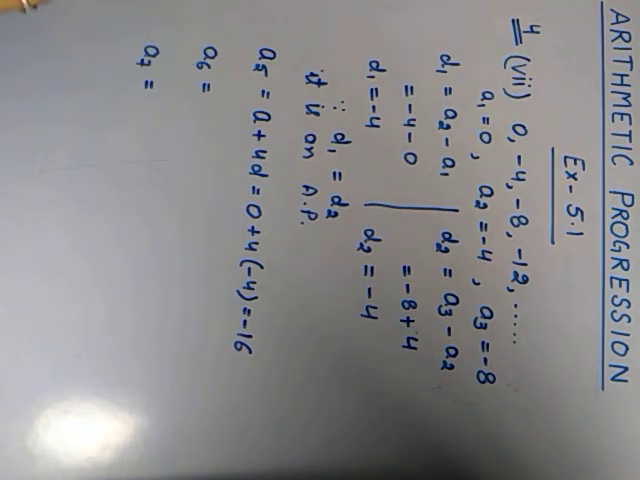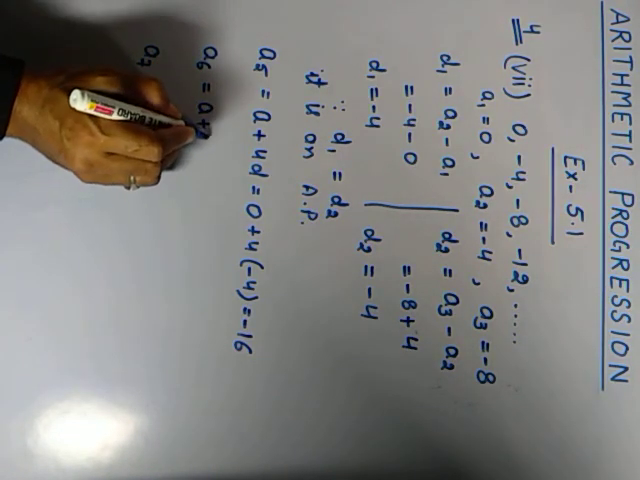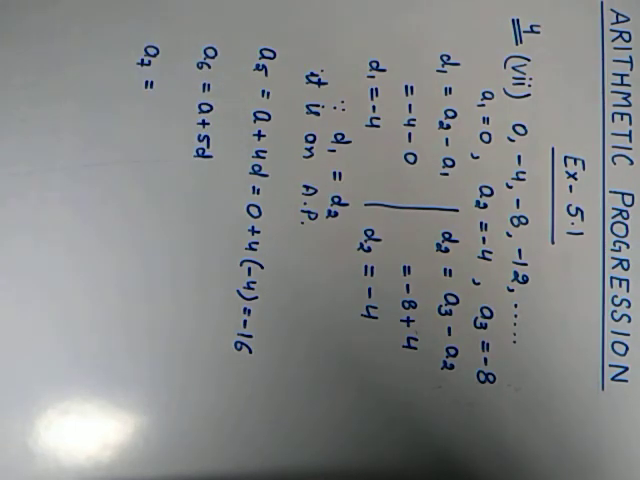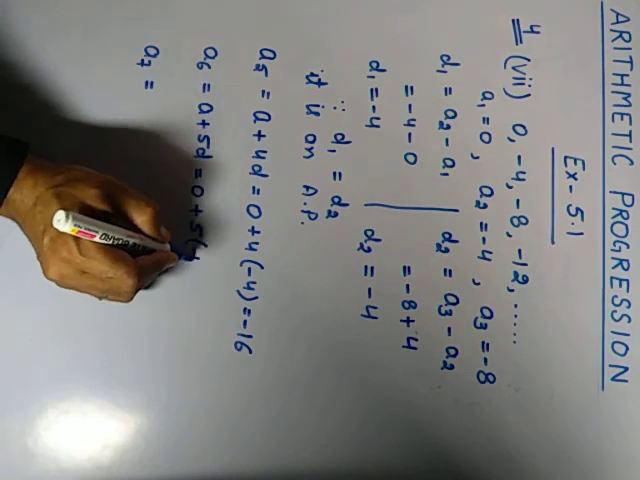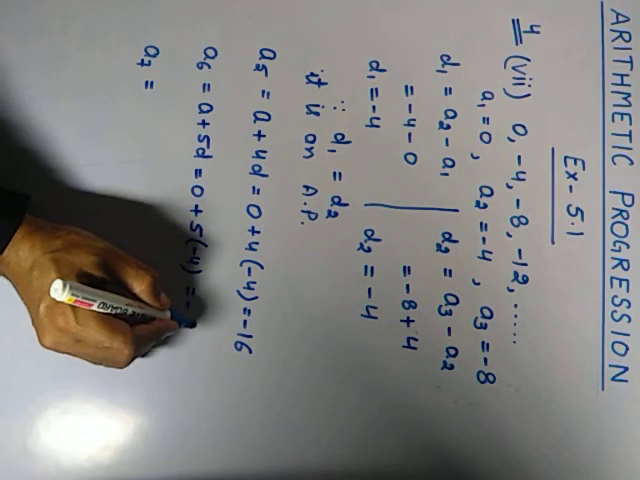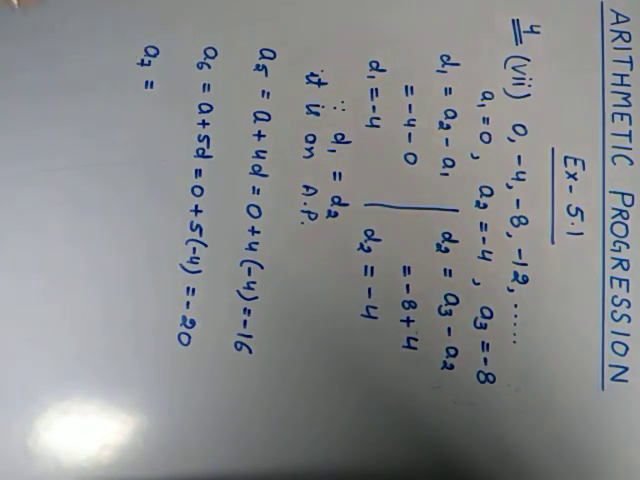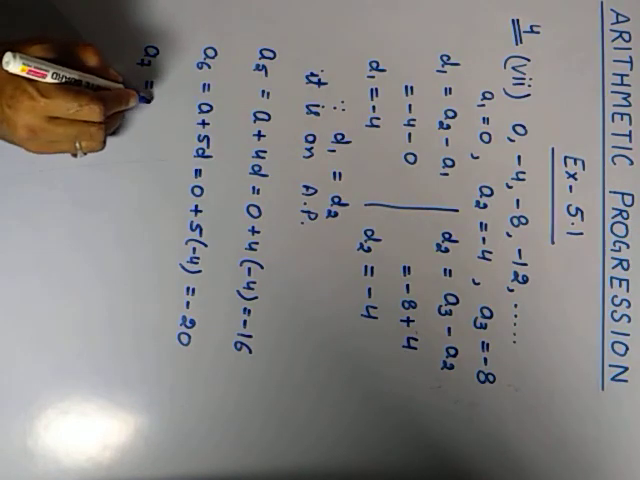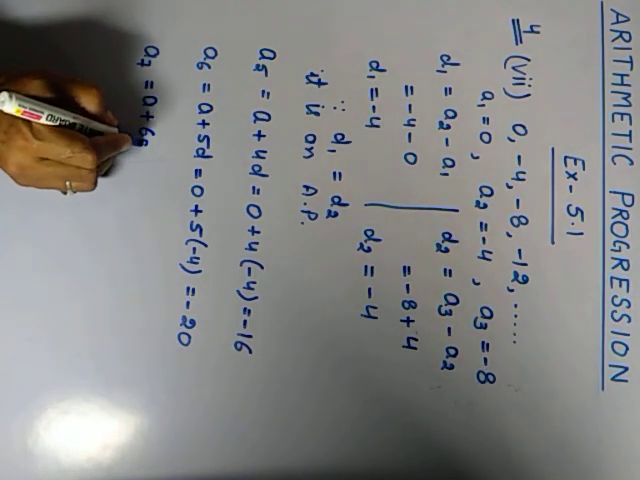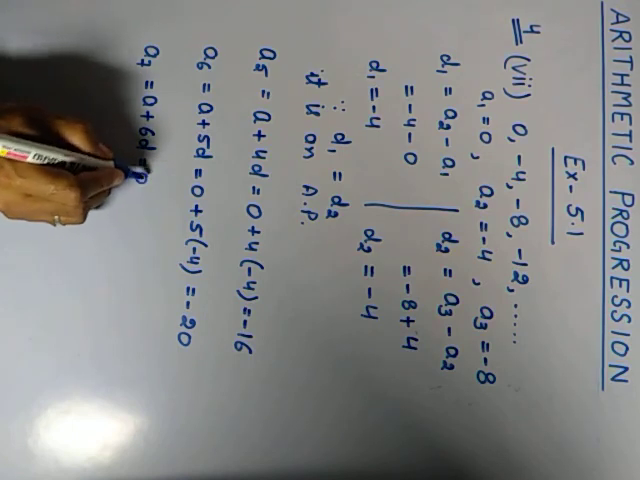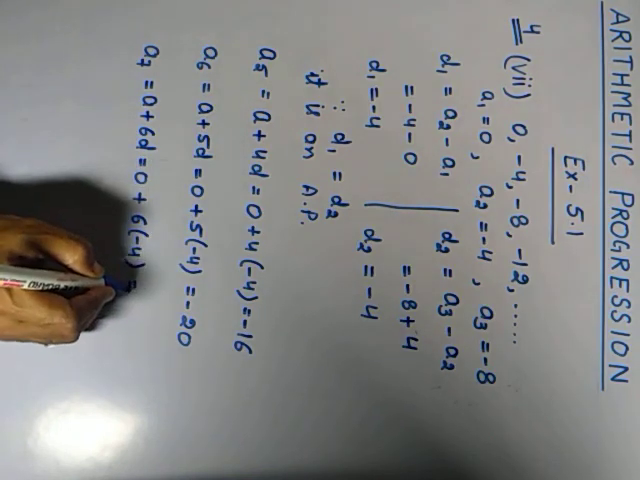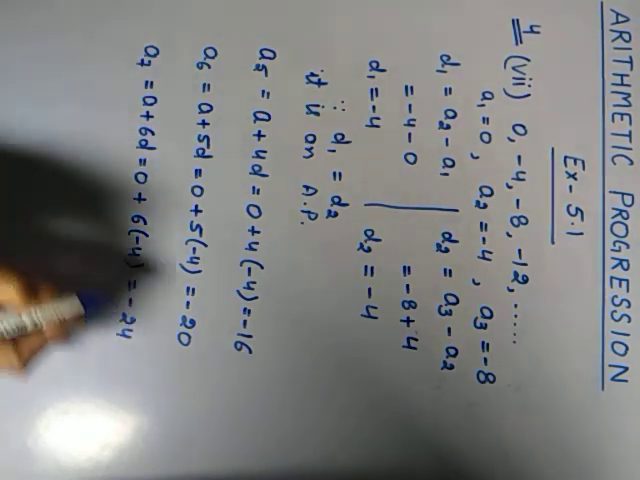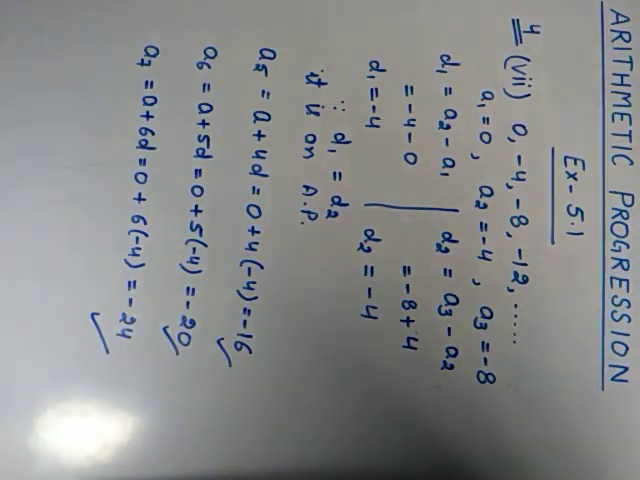Similarly for sixth term, A plus 5D. A is again 0, 5, D is minus 4, which is equal to minus 20. So minus 20 is sixth term. Seventh term, A plus 6D equals 0 plus 6 into minus 4, which is equal to minus 24. So next three terms are minus 16, minus 20 and minus 24.